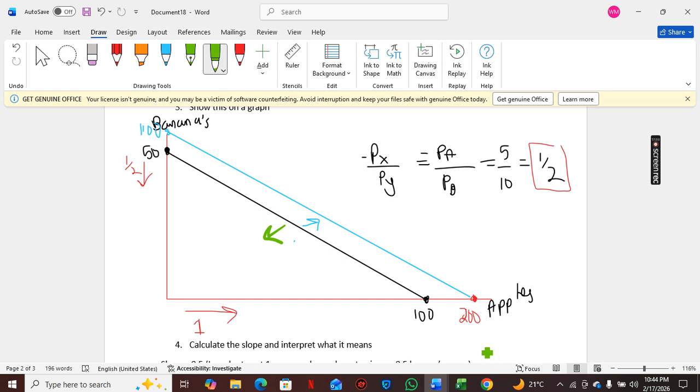So basically we repeated the steps which we were asked to do. The question is done.